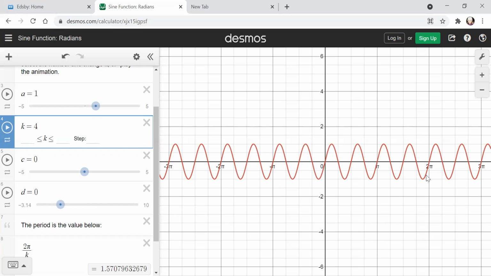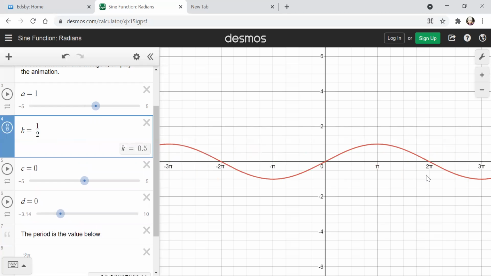Just a quick question. What do you think would happen if I made K, let's say, half? It would be stretched. Okay, so horizontally stretched. Let's see. Is that true? Yep. I have half as many peaks and valleys as normal if I make it a half. I'm actually making it occur half as often as normal. So a fraction is going to make your period happen less frequently, but a whole number is going to make your period occur faster, more frequently.